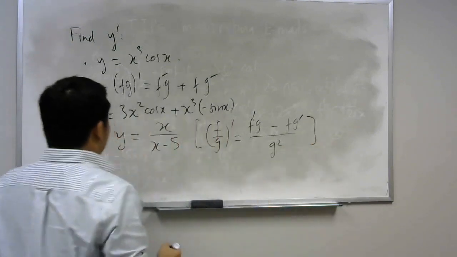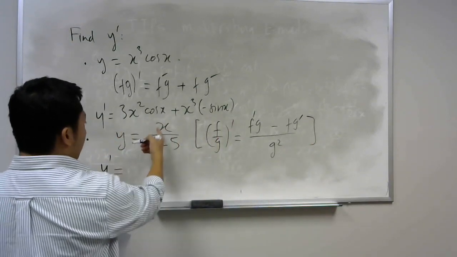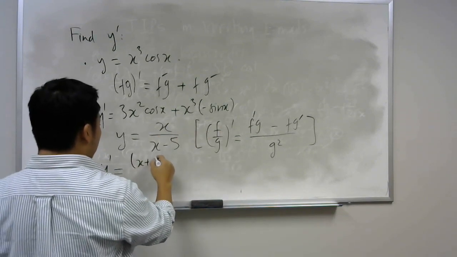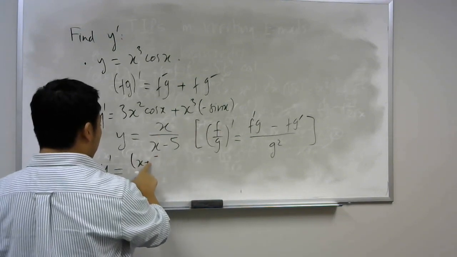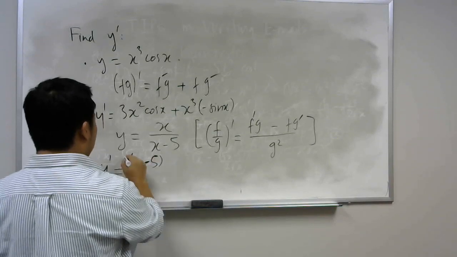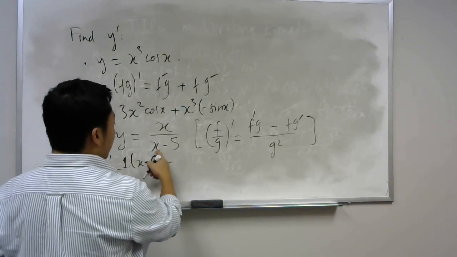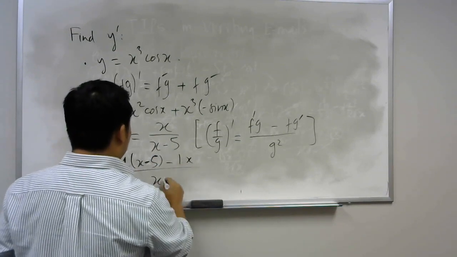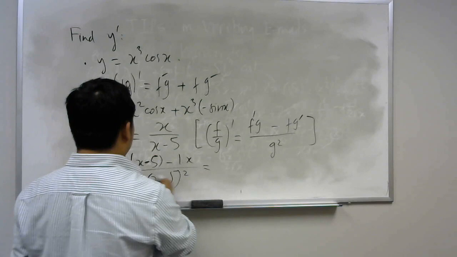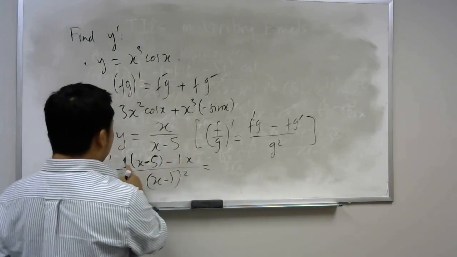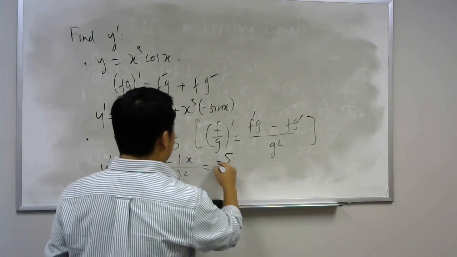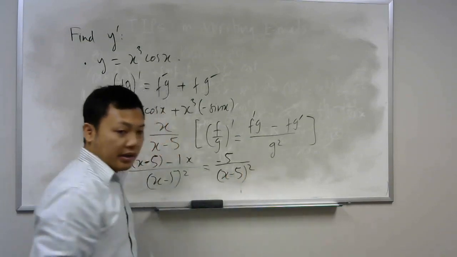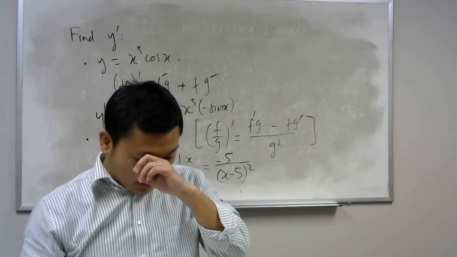So using this quotient rule, the derivative of this function: f prime is 1, so 1 times x minus 5, minus 5 times 1 here, minus x minus 5... the derivative is 1 times x, everything divided by x minus 5 squared. So I have x minus x is 0, and 1 with negative 5 is negative 5. So I have negative 5 over x minus 5 squared. I'm done with the first two questions.